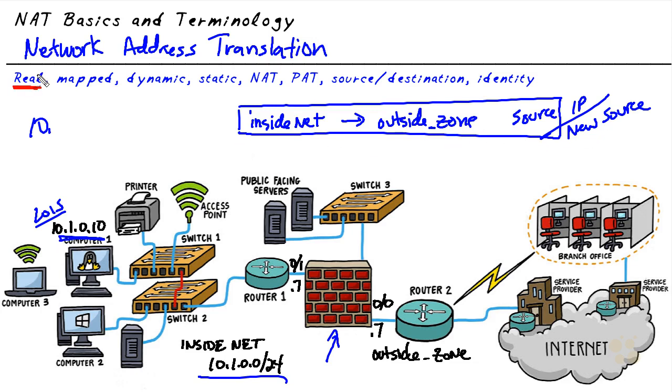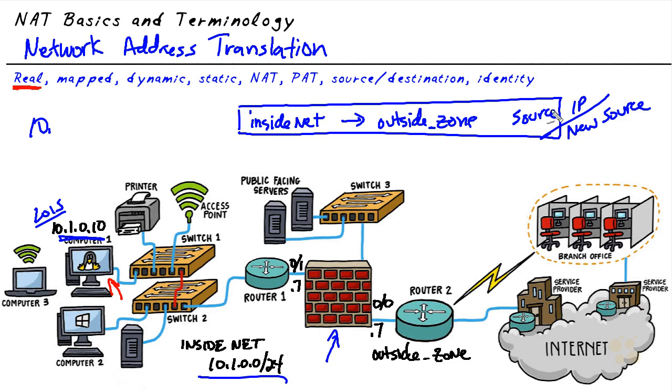The real address is the address that's actually configured on a device. So in Lois's case, if this is her computer at 10.1.0.10, if we looked at the configuration of that computer, that would be the IP address that she has associated with her network interface card. So real means the actual address before it's been manipulated or translated.